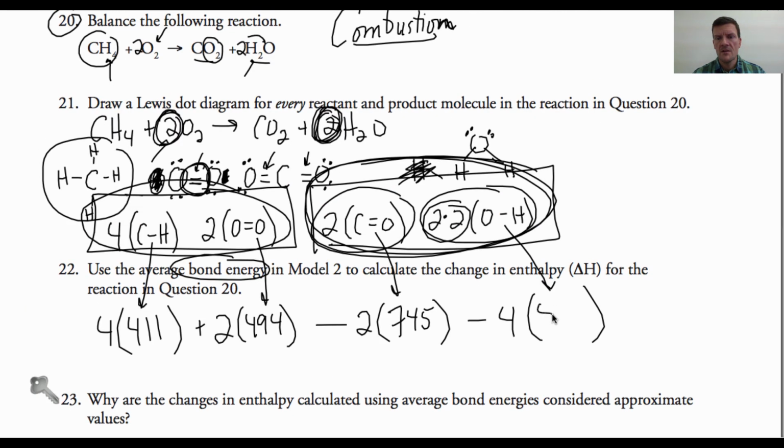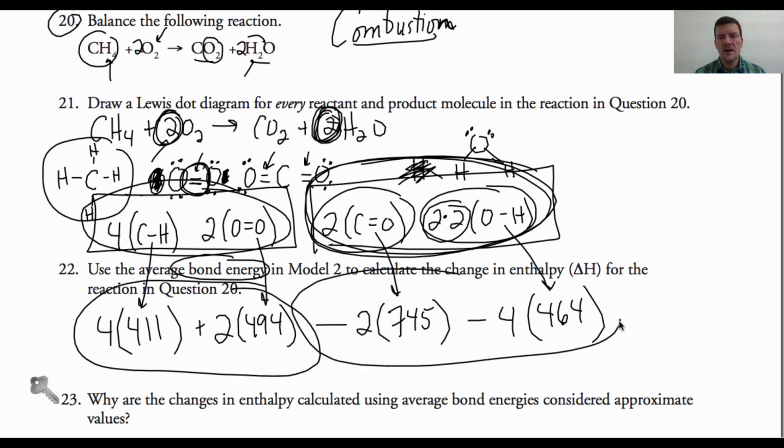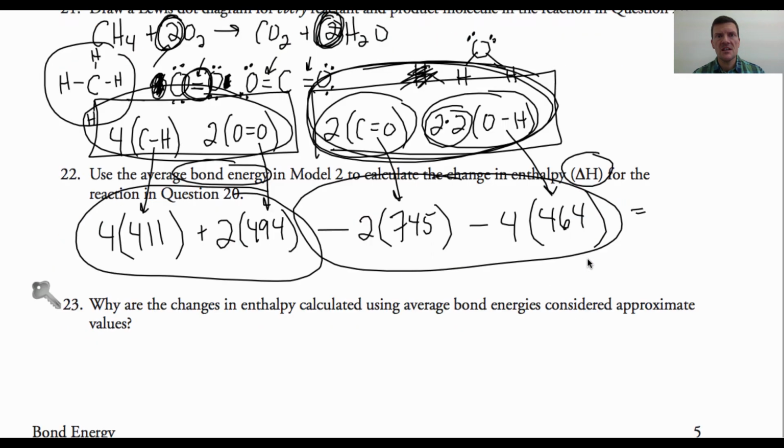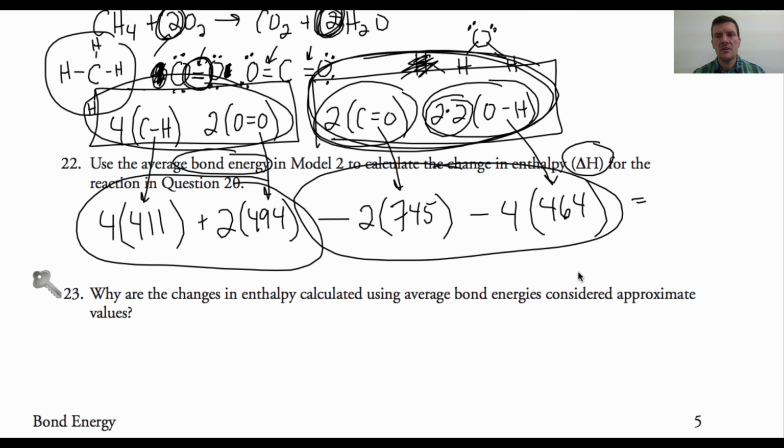Okay? If you do this calculation, again, this is bonds that are broken minus bonds that are formed, it is going to give you the delta H, the enthalpy of the reaction, the change in enthalpy, the enthalpy of this particular reaction that is occurring here. Okay?